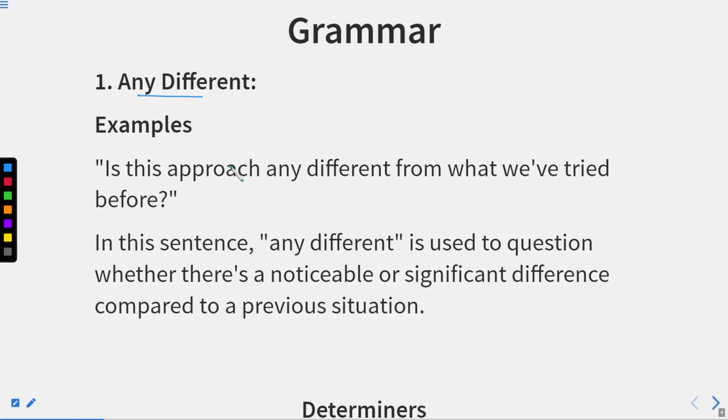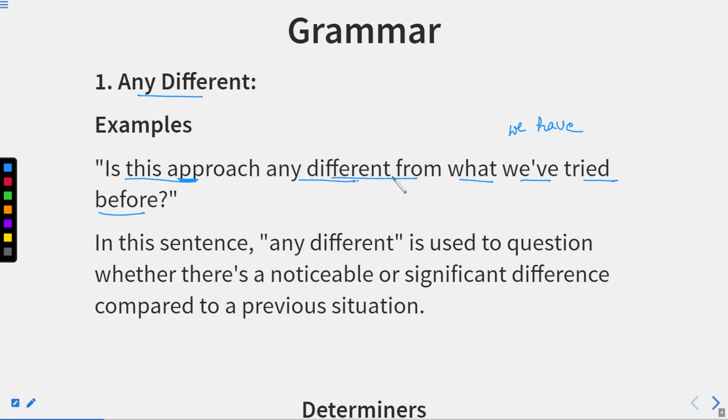So first one is any different. For example, is this approach any different from what we have tried before? This is a style of writing in which we write in a small or slang form. Is this approach any different? It means we are talking about two approaches. So we are comparing this approach with the previous one. So we are just asking any different from. It means is there a difference?